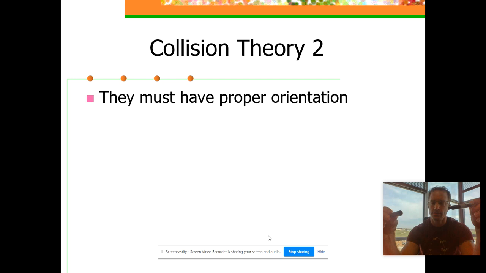So if I want to go do this magical reaction where I go from a pen and a cap to a capped pen, what do I have to do? Oh, collision theory says they have to collide. All right, here they go. They're colliding. Are they? Ooh, it's not working. Why is it not working? Well, they have to be lined up correctly, right?